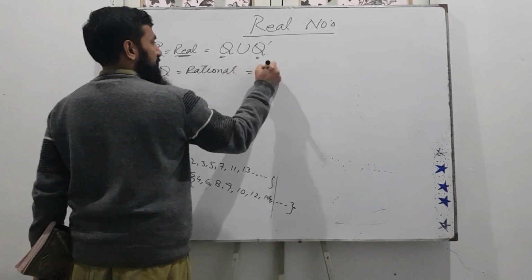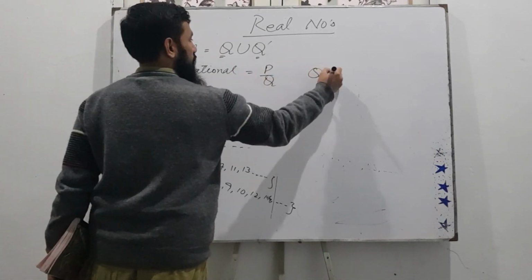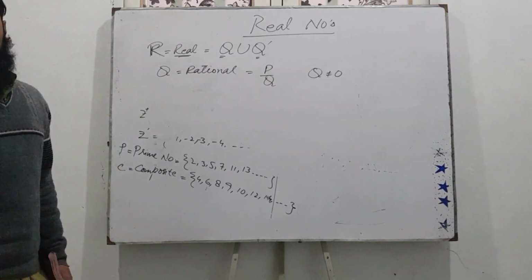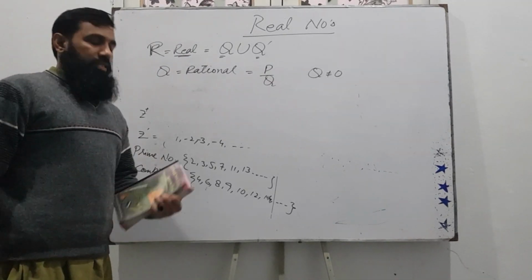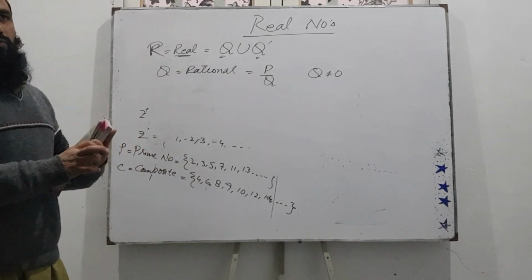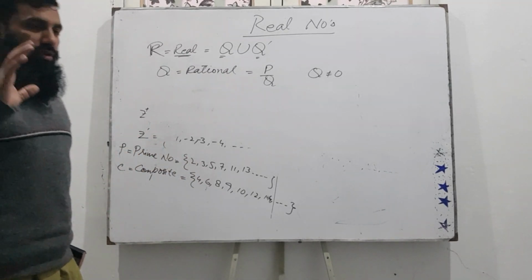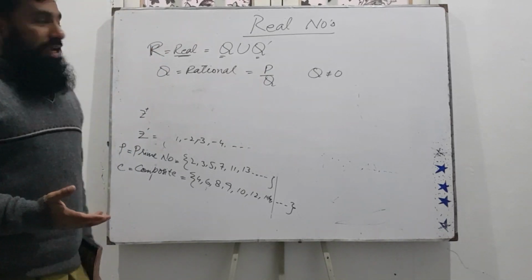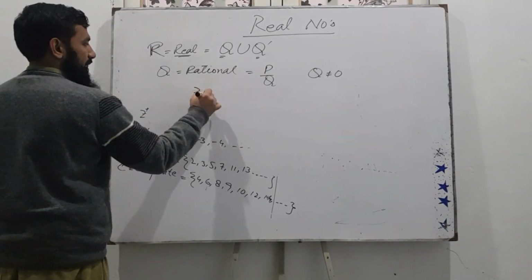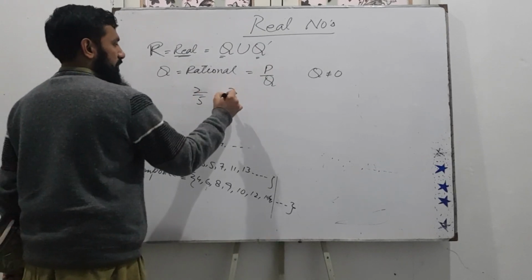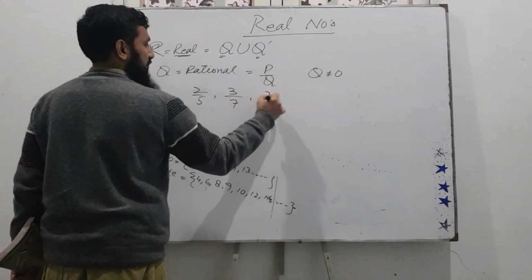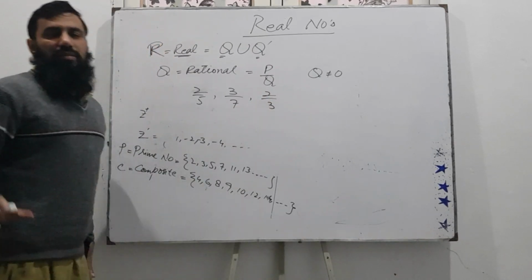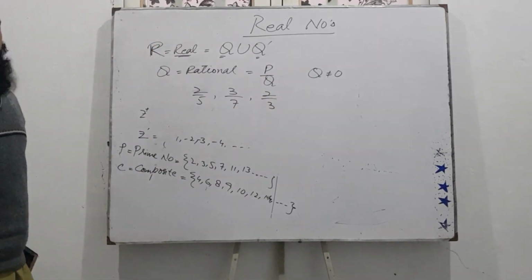Any number which can be written in the form of P by Q where Q is not equal to 0, all those numbers are called rational numbers. Later the mathematicians said that all the fraction numbers can be converted into decimal numbers. It means if I write 2 by 5, 3 by 7, 2 by 4, or maybe 2 by 3, these are some different types of fractions.